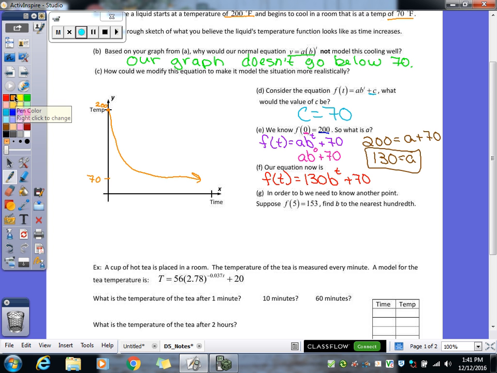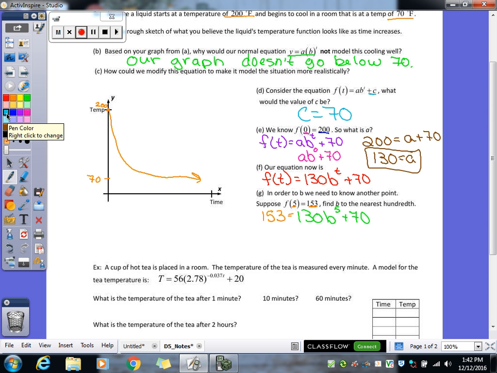They gave us another time. They said f of 5 equals 153. So we're going to put 153 in for our function. So 153 equals. We're going to put 5 in for our t, so it's going to be 130 b to the 5th plus 70. So let's solve for our b now.